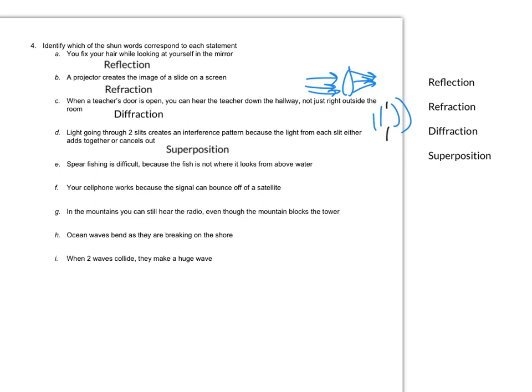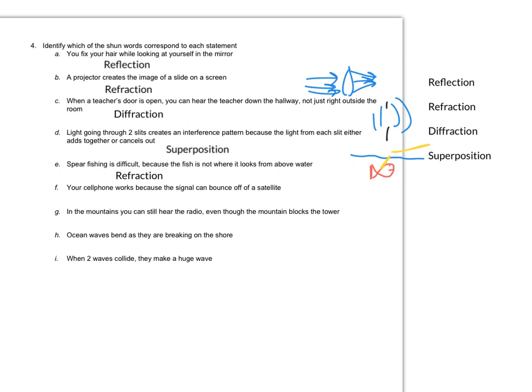Okay. Spear fishing is difficult because the fish is not where it looks from above the water. So if we have some water here and we have a fish underneath that water, what ends up happening is the light waves from the fish hit the water and then they bend, leaving that water. And so the fish does not appear to be where it is because these light waves are bending. That's an example of refraction, once again.